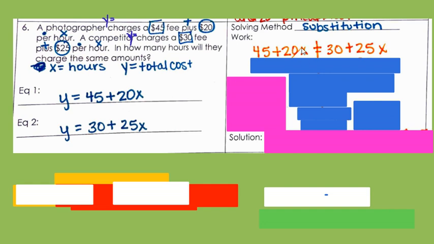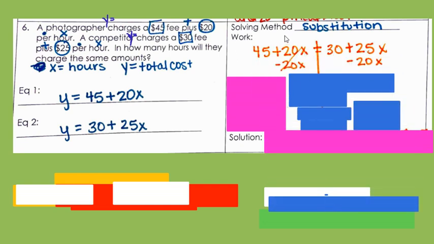All right, and then we're just going to solve this. We have variables on both sides. So which one do we want to move? We want to move the smaller one. So which is smaller, 20X or 25X? 20X would be smaller. So we start by subtracting 20X on both sides.